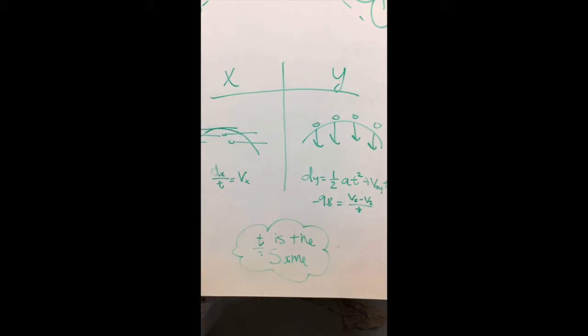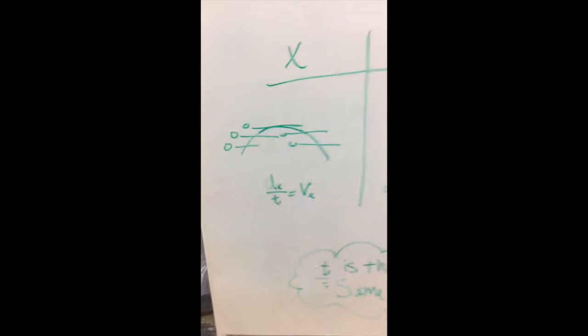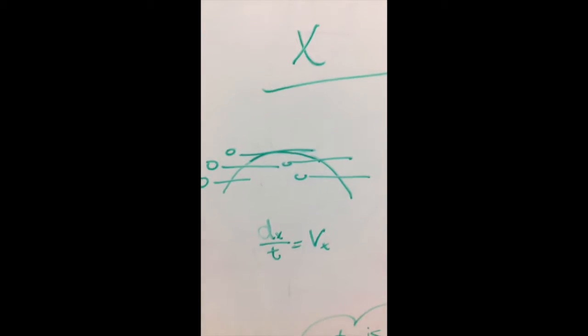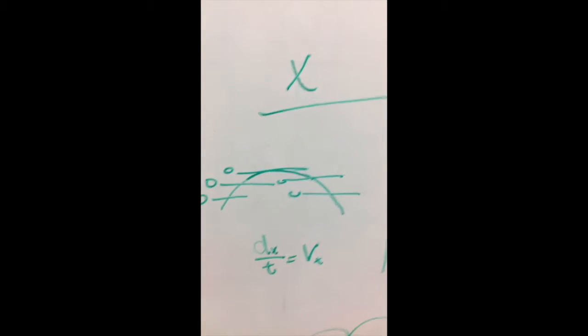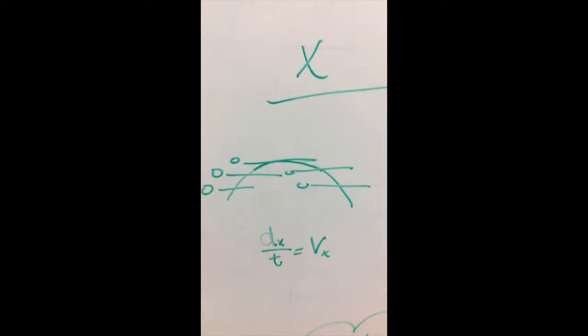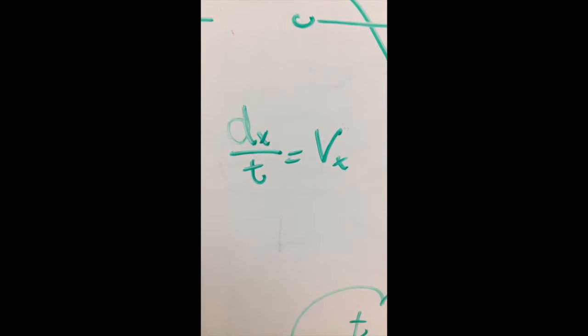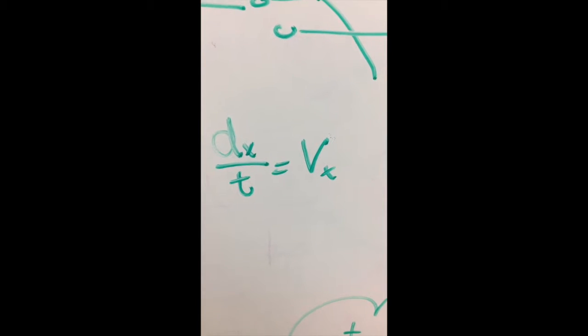Calculating projectiles, we have to split it into components. The x component, the horizontal. Now with the horizontal component, there are no outside forces acting on it, so the velocity is constant throughout, meaning there is no acceleration. The equation we get out of that is dx, distance in the horizontal, over time equals velocity in the horizontal.